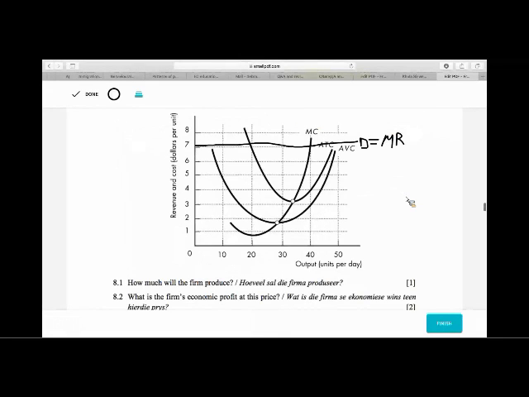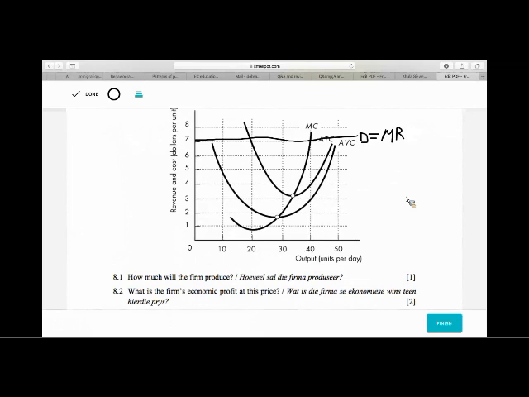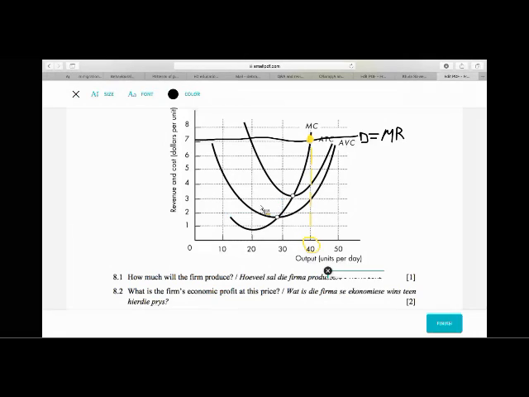So question 8.1 asks, how much will the firm produce? So again, just like every other example, we're going to produce where MR equals MC. So the firm is going to produce 40 units per day. So the answer to question 8.1 is 40 units.